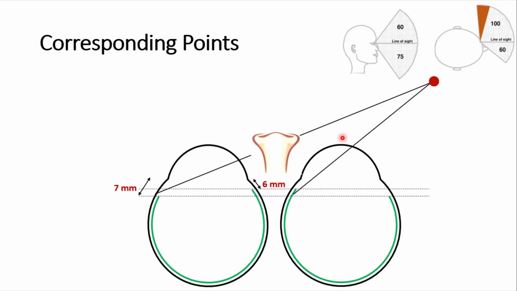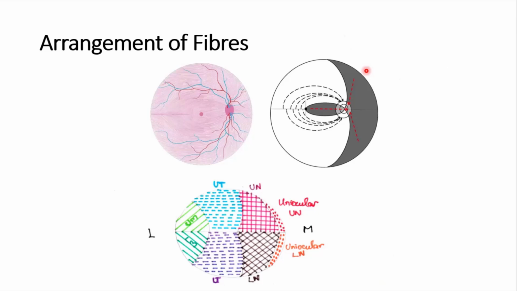So if there is a defect which affects this portion of the retina, what we would get is a visual field defect in the extreme temporal periphery. So now at this juncture, we'll move on to the arrangement of fibers, which is very important to understand the different field defects that happen in neuro-ophthalmology.